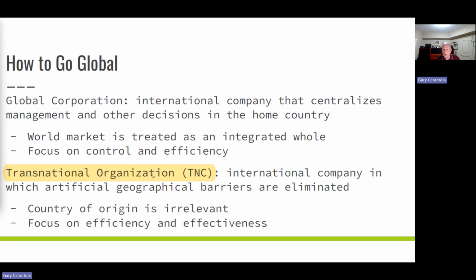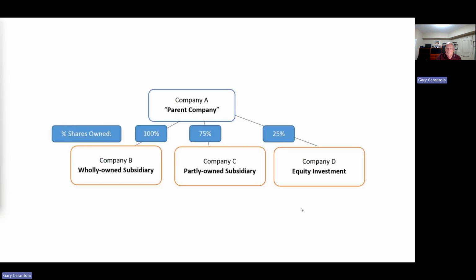So again, transnational organization, it's an international company with artificial geographical barriers eliminated. So the country of origin is irrelevant. They focus on efficiency and effectiveness. And these are some of the companies that some developing nations don't want to deal with, because they feel that they relinquish too much national control, and then too much of their strategic national efforts, because a transnational organization is so powerful. They'll shape what they need to do to make money in that particular country.